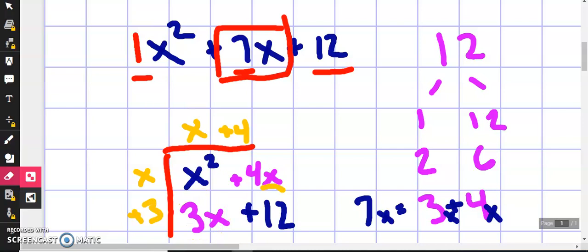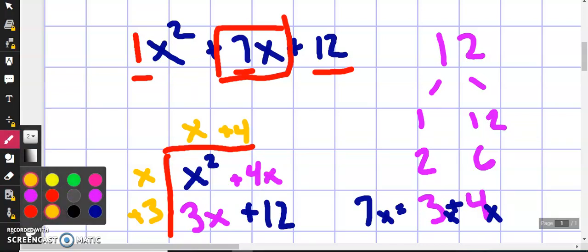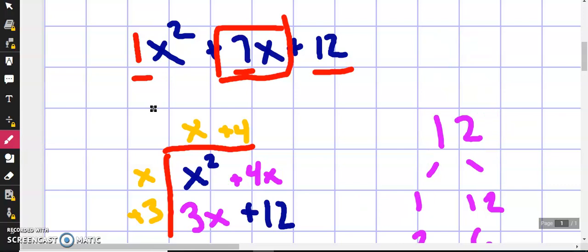And so if I did this correctly, then the 3 and the 4 that I placed on the outside should multiply to 12, and they do. So to write down my factors, I'm just going to take, once again, the things on the outside of the box and group them in parentheses. So on the side, I see x plus 3. And on the top, I see x plus 4.